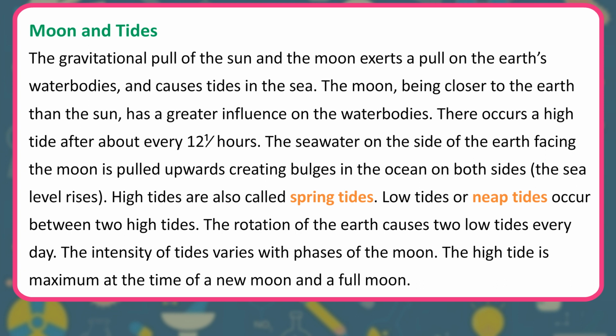Low tides or neap tides occur between two high tides. The rotation of the Earth causes two low tides every day. The intensity of tides varies with phases of the moon. The high tide is maximum at the time of a new moon and a full moon.